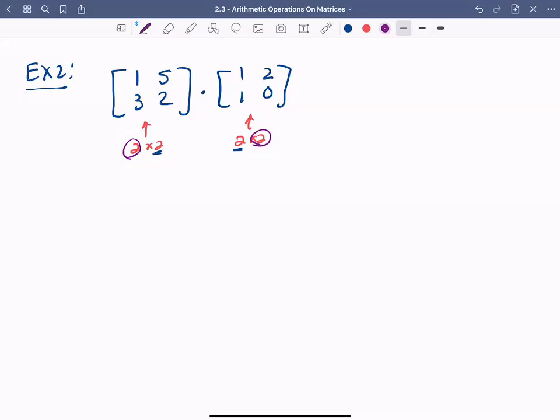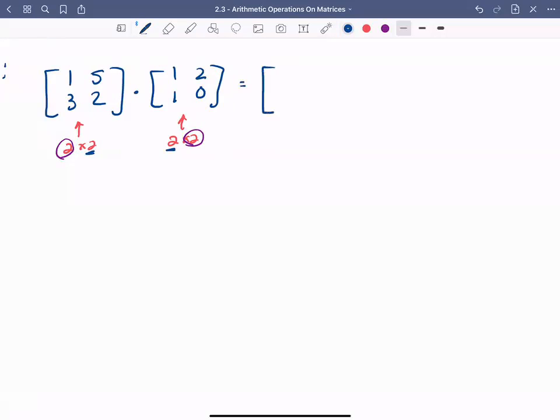So when I multiply, it is different than adding and subtracting. I don't just say 1 times 1 and that's it, and then 5 times 2 and that's it. That's not how it works. How it works is you actually take the whole row and multiply by the whole column just to get the first entry point. So I'll show you. I'm going to write it down here, I have plenty of room.